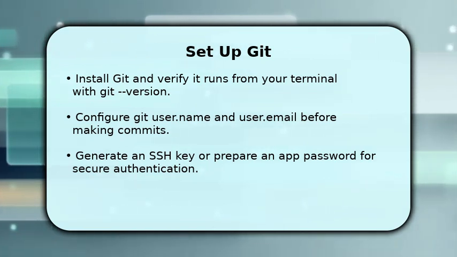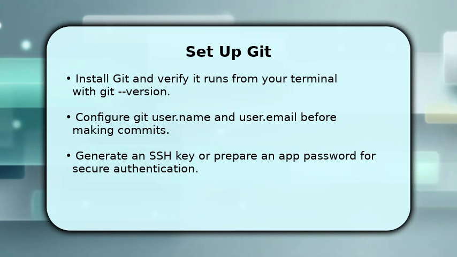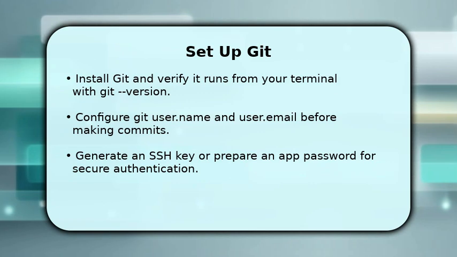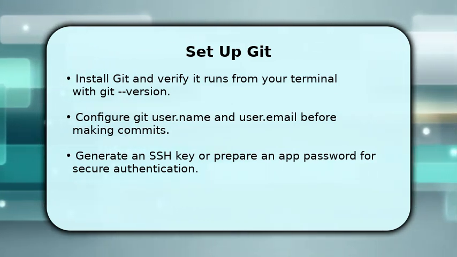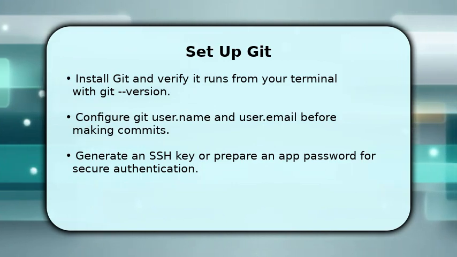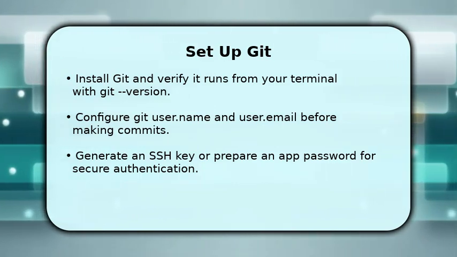Start by confirming Git is installed and set user name and user email. Create an SSH key with ssh-keygen or create an app password in Bitbucket settings for HTTPS. Add the SSH public key to Bitbucket or store the app password in IntelliJ credentials. This avoids auth errors when pushing and pulling.